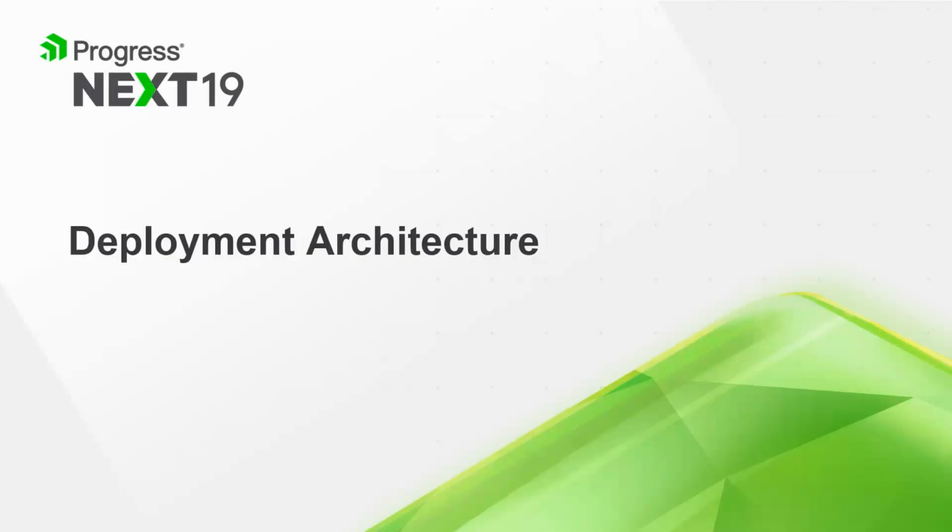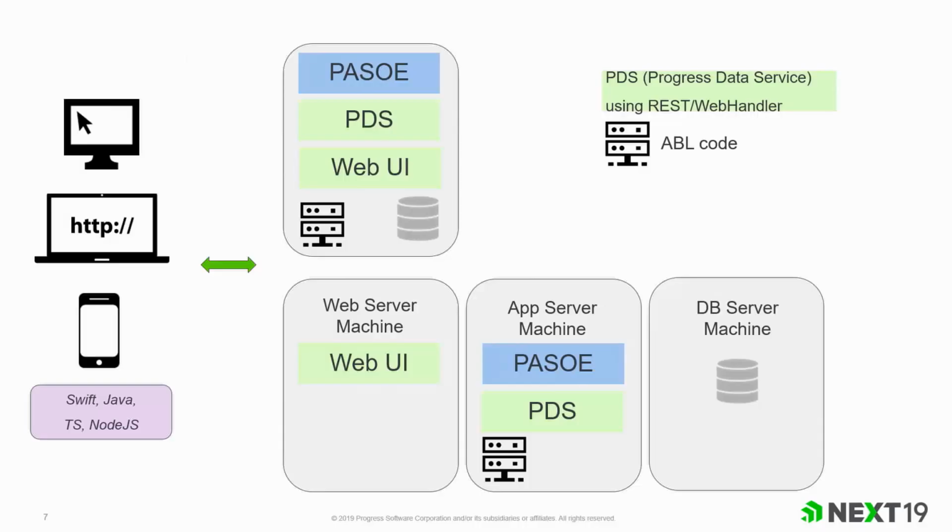All right, so the deployment architecture here, we're going to see this model, right? So this is just a way to think of the classic OpenEdge applications, let's say, right? Well, how we do that? Generally, you will have, let's say, the pieces of your application, PASOE, your data service, in this case, PDS stands for Progress Data Service, not Progress Development Environment, right? And we have the web UI, we have the business entities and the database.